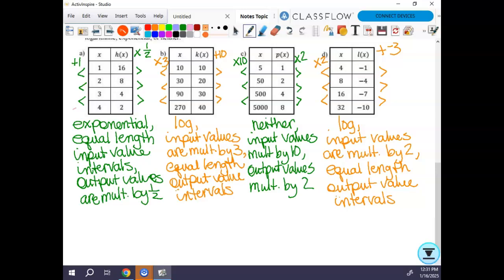Input values are multiplied by 2, and we have equal length output value intervals.